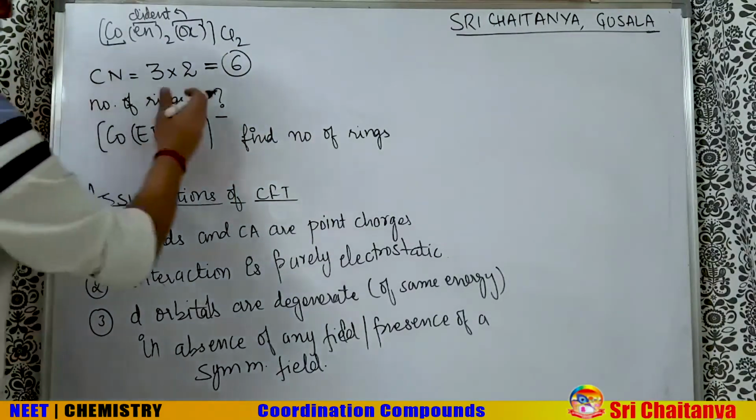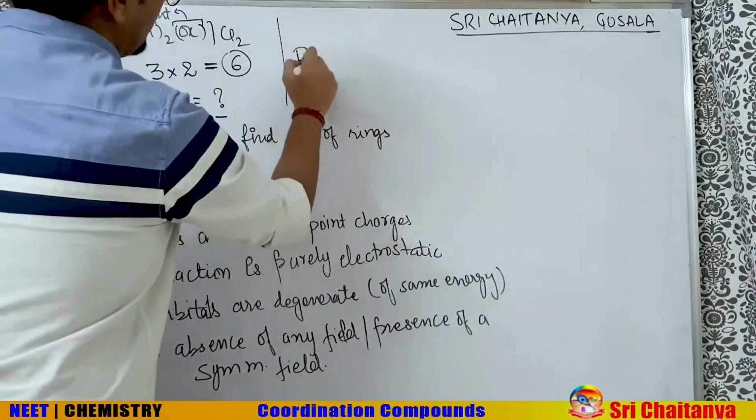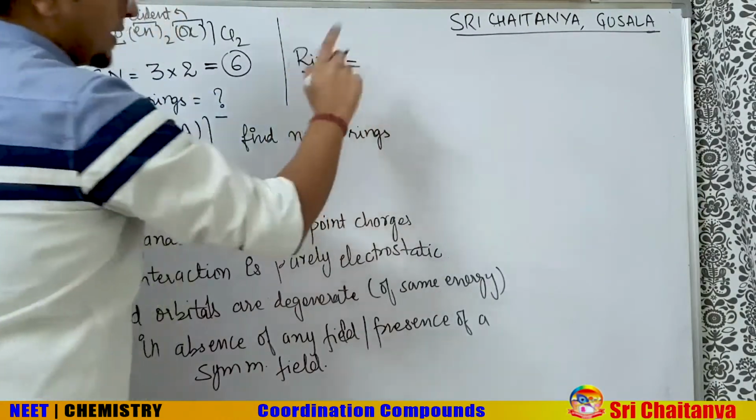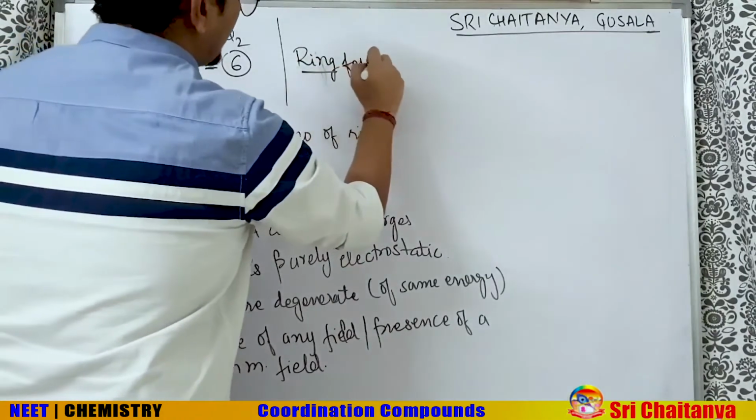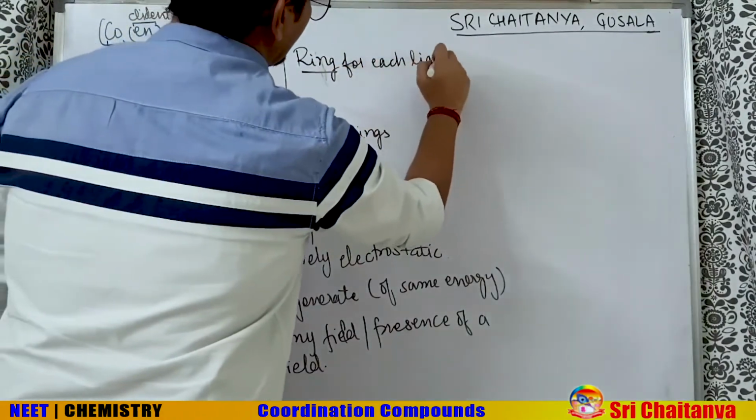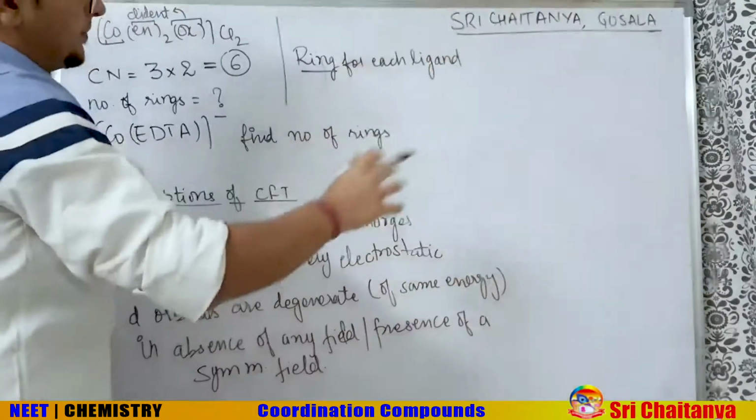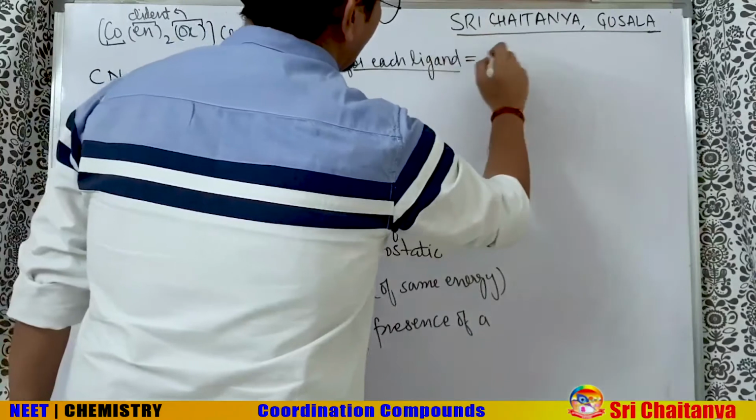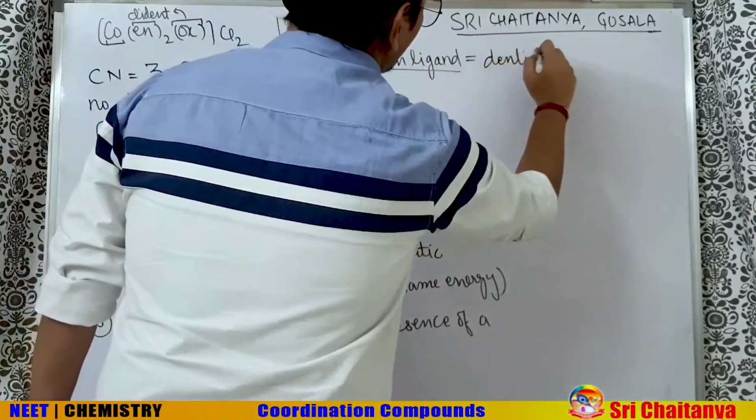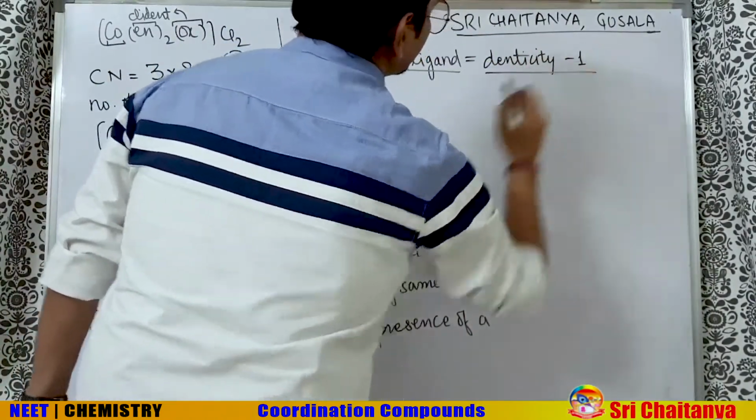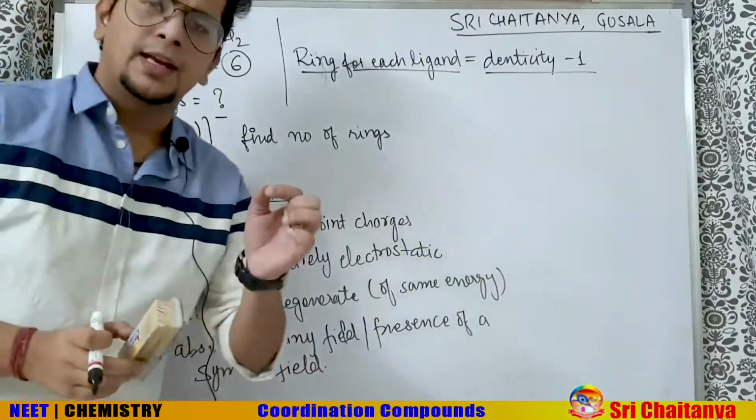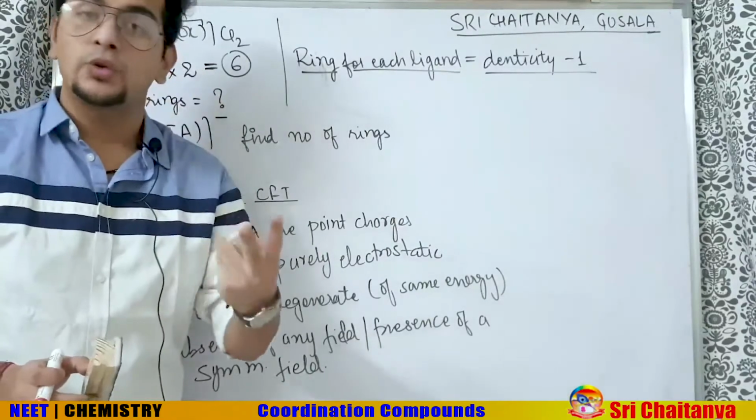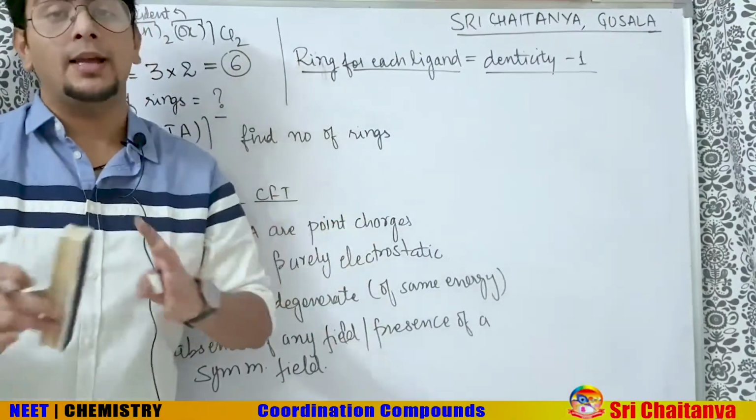Next question, number of rings. For that I am telling you one trick here. Number of rings will be the number of rings for each ligand, which you have to find separately, and then you have to add all of them. The simplest trick I am telling you is denticity of the ligand minus 1. So if a ligand is didentate, it will make 1 ring. A tridentate ligand will make 2 rings. A hexadentate ligand will make 5 rings.